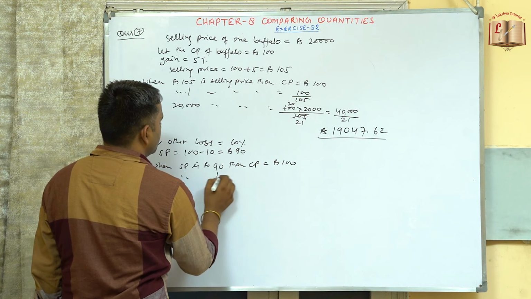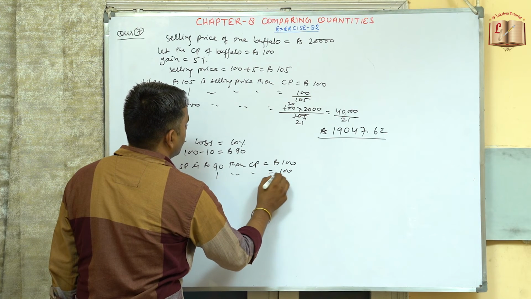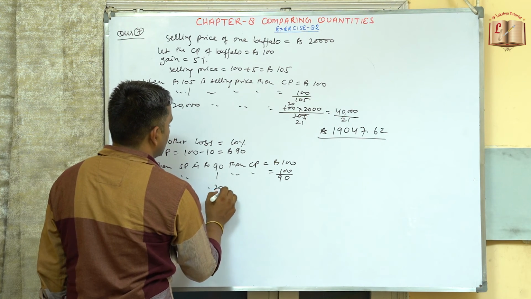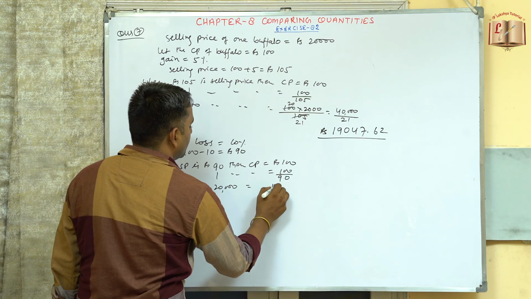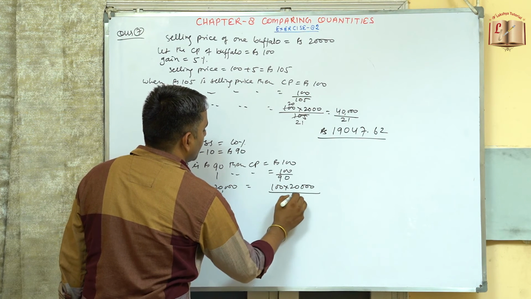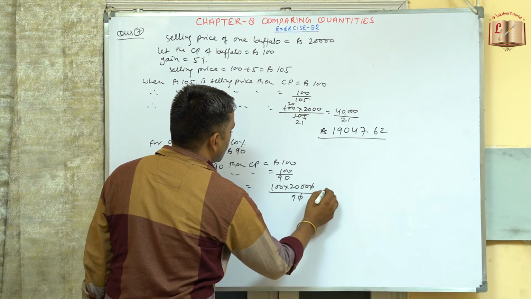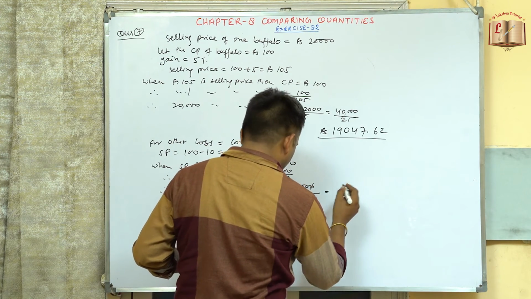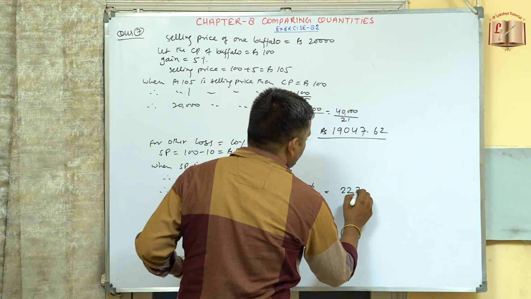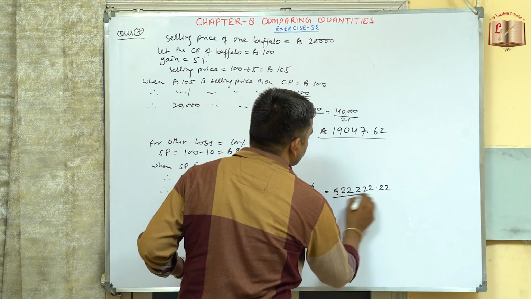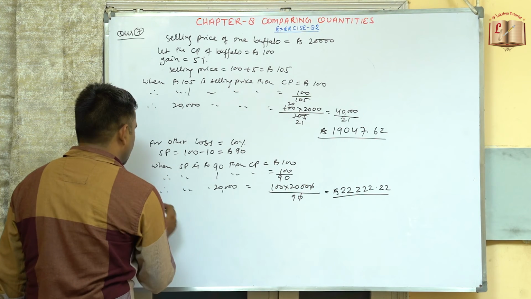So when SP is 1 rupee, then CP will be 100 by 90. So when it is now 20,000, it will be 100 into 20,000 divided by 90. 0 0 cancelled. So this will be now 22,222.22 rupees.